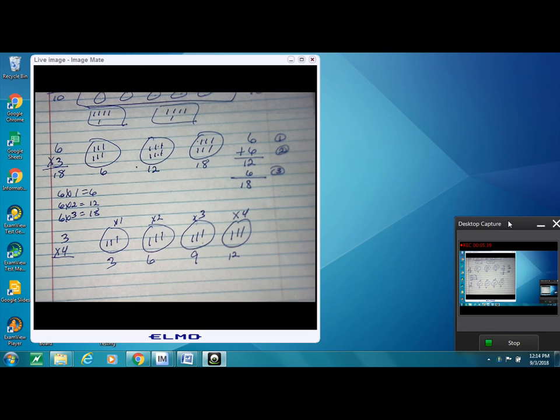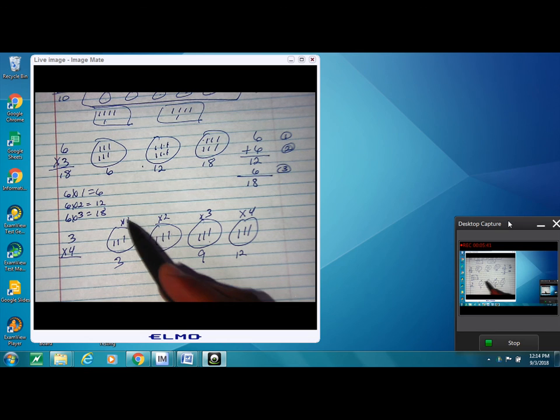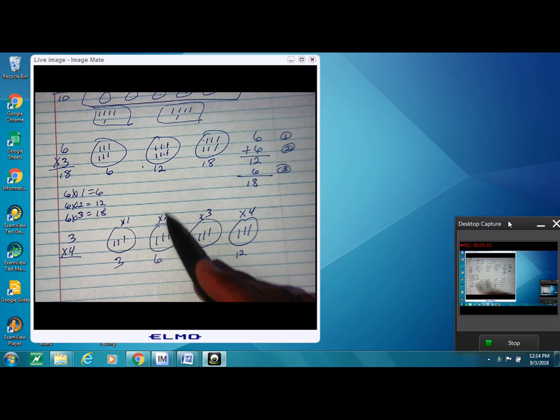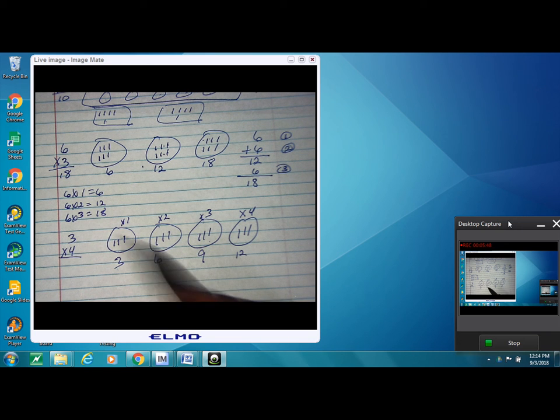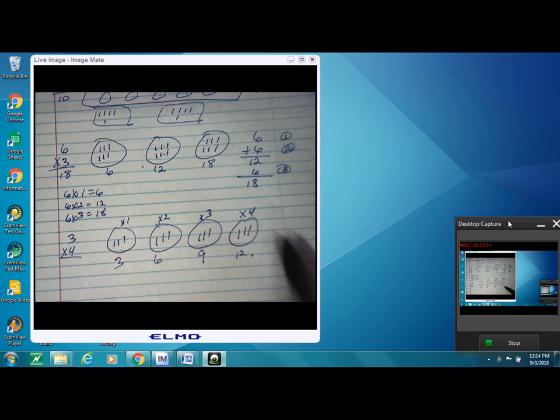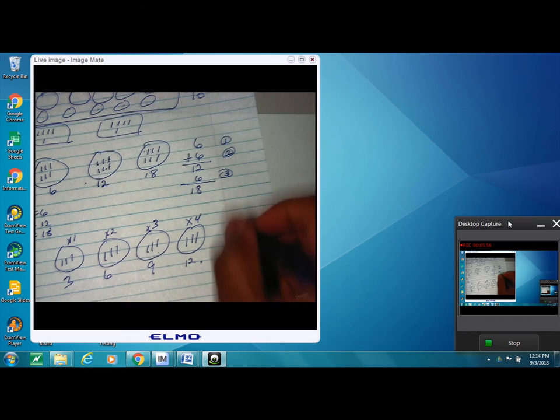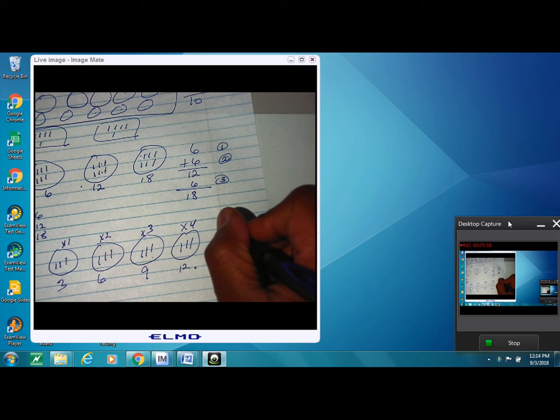Okay? So 3 times 1 is 3. 3 times 2 is 6. 3 times 3 is 9. 3 times 4 is 12. And if you wanted to do it without the tally marks, it would look like this.